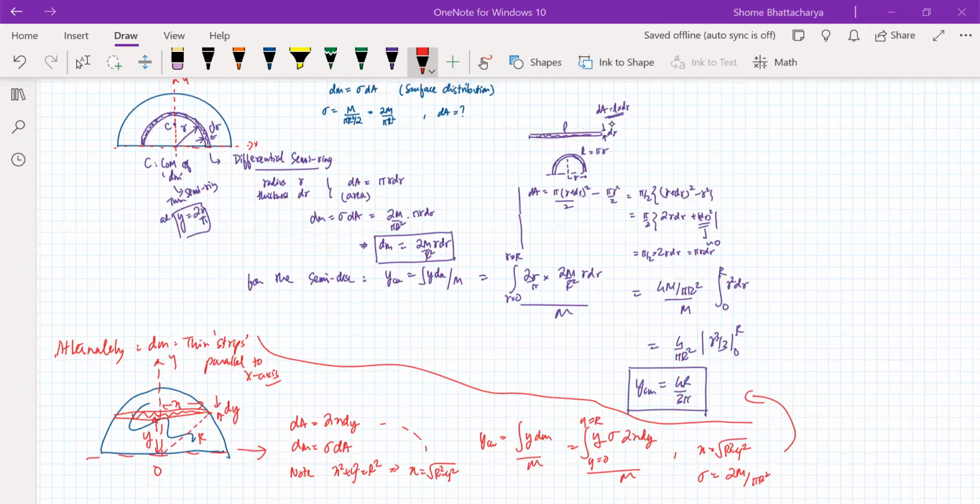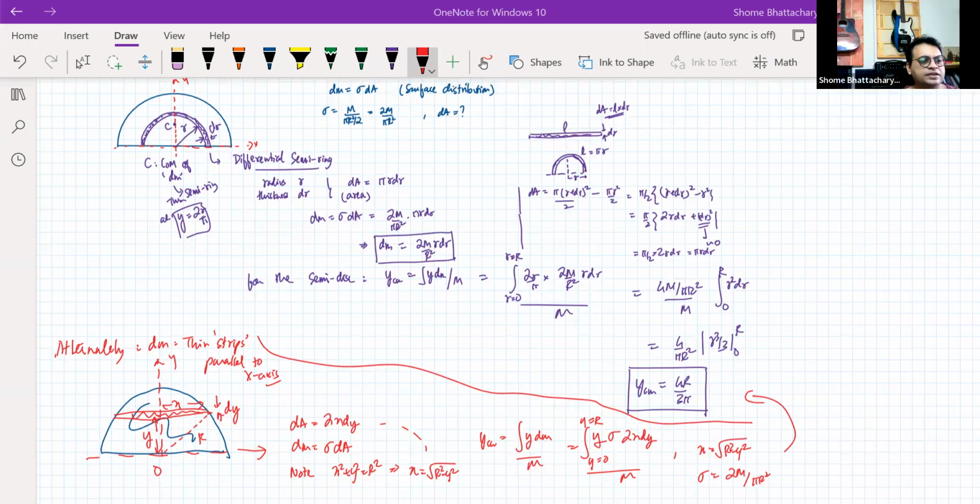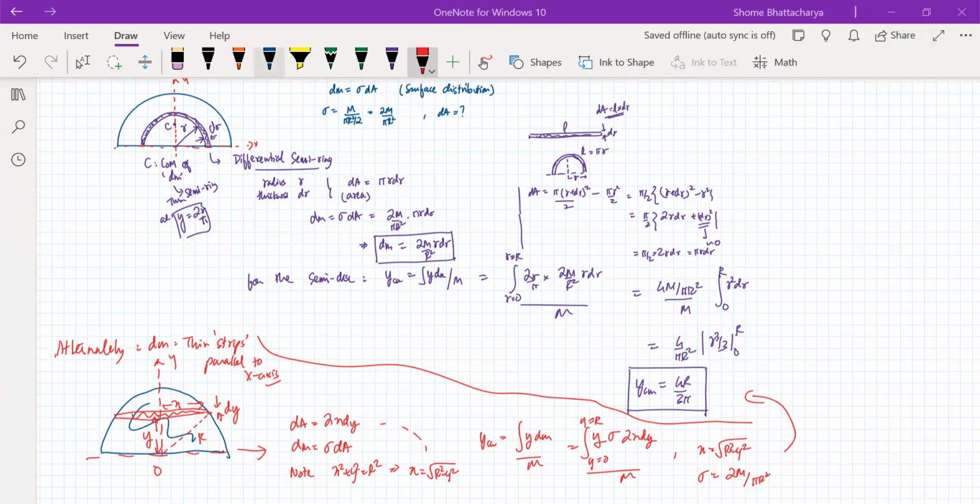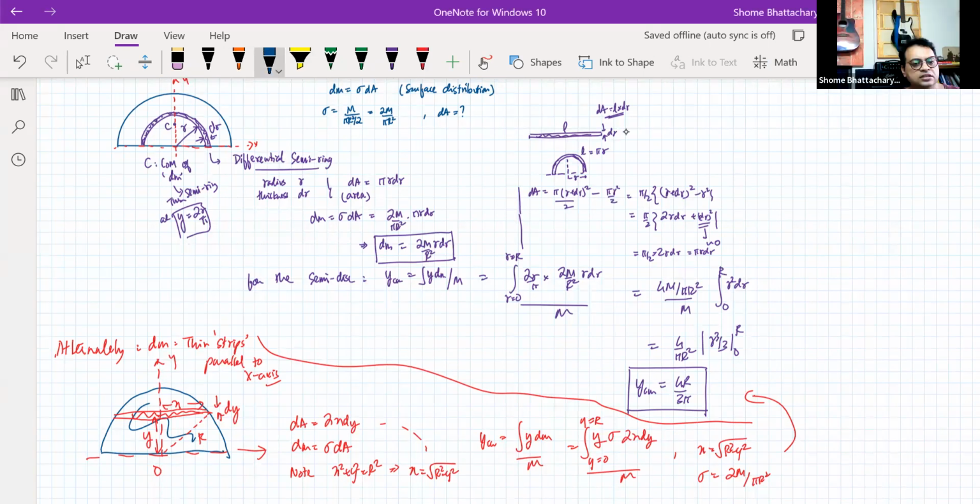So this y_cm equal to 4R divided by 3π, this formula is for which type of COM? This is the center of mass of the semi-disk. The center of mass of the semi-disk will lie on this line only, the bisector, but from the origin or from the center of curvature, it will lie at a point which is that much distance. Understood?